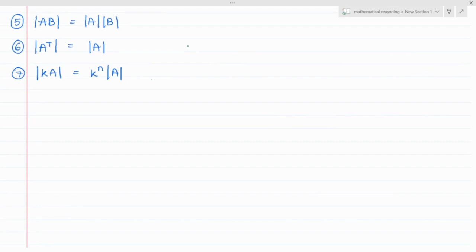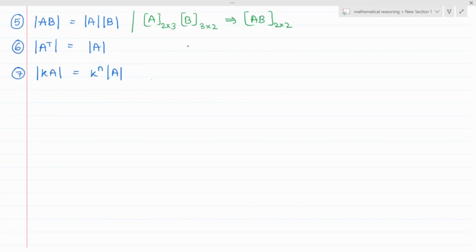The fifth property over here is determinant of AB is equal to determinant of A into determinant of B. And make sure here both A and B should be square matrices. Because when we talk about matrices, if A is a 2 cross 3 matrix and B is a 3 cross 2 matrix, then the output we will write as AB, 2 cross 2. But here it doesn't work like that. Both A and B should compulsorily be square matrices.